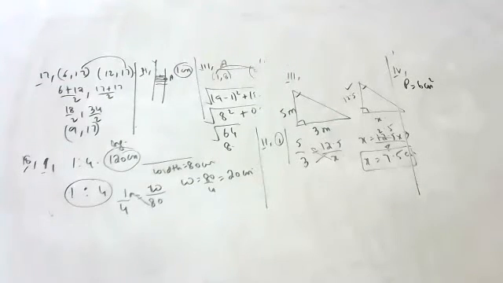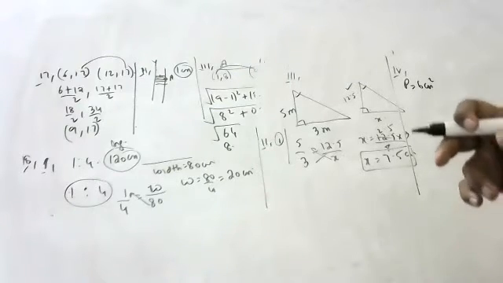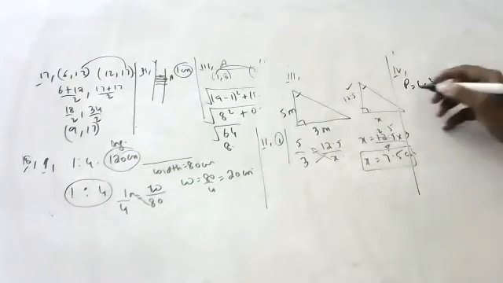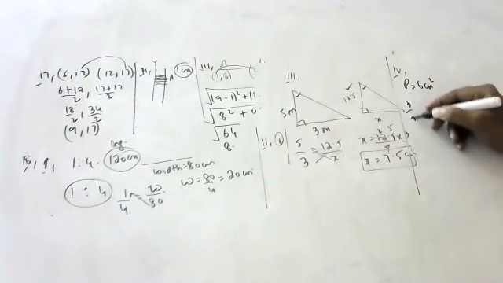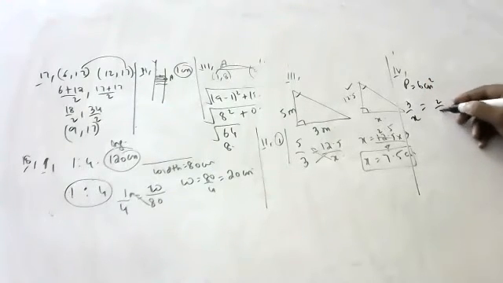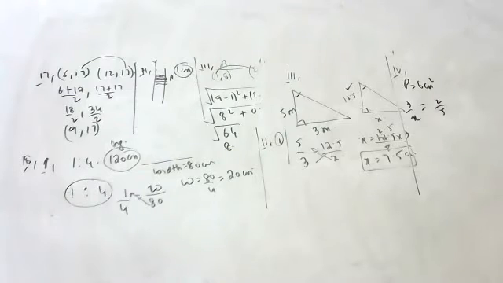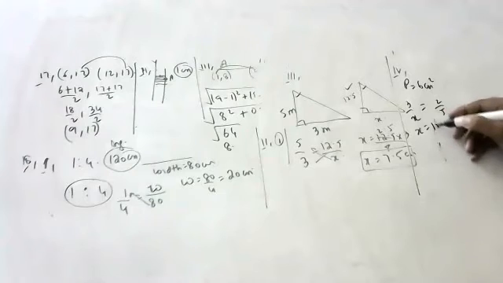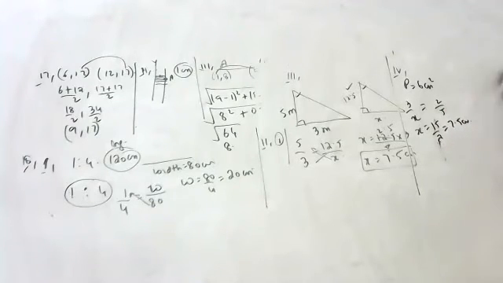Sir, option 3. Why 3 now? They're similar, sir. So 3 by 2 is equal to x by 5. Then what is the use of area now? Next question is about area, sir. Correct. So now you can do 3 by x is equal to 2 by 5. So x is equal to 15 by 2, which is 7.5 centimeters. Which option? The third option.